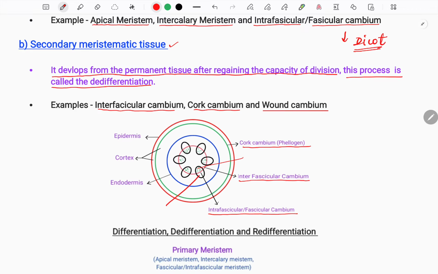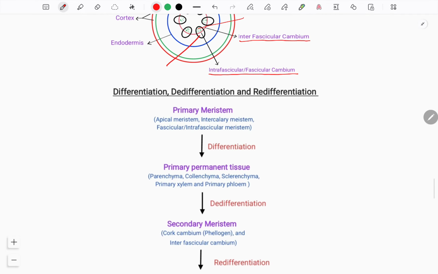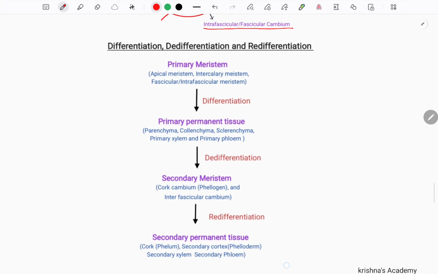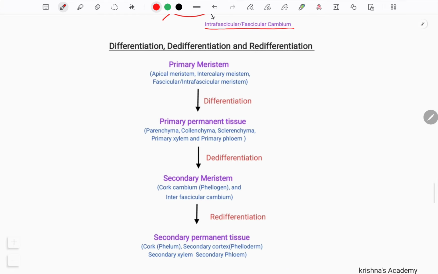Now, the most important ones in plant anatomy are three different terms. The first one is differentiation, the second is de-differentiation, and the third one is redifferentiation. These are the most important ones for the different types of exams. Number one, primary meristem, which we discussed above. Examples are apical meristem, intercalary meristem, and fascicular or intrafascicular meristem or cambium.